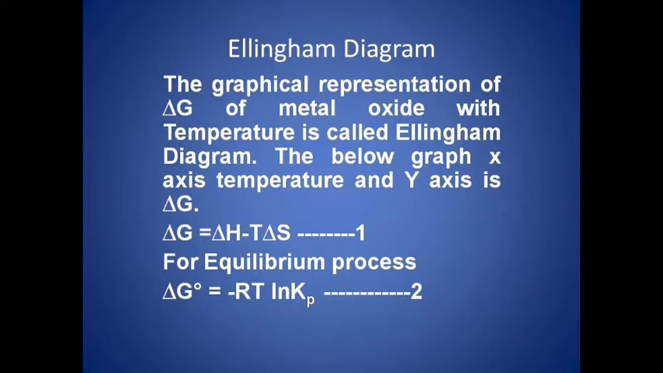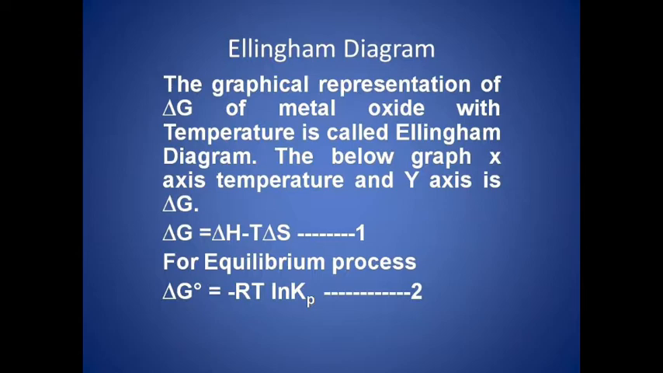For that we are going to use the formula delta G. Why are we using delta G? For a spontaneous reaction, delta G is a negative value. In the Ellingham diagram also, the delta G value starts negative, and as the temperature increases it reaches 0, afterward it goes to a positive value. Now the delta G formula is delta H minus T into delta S.